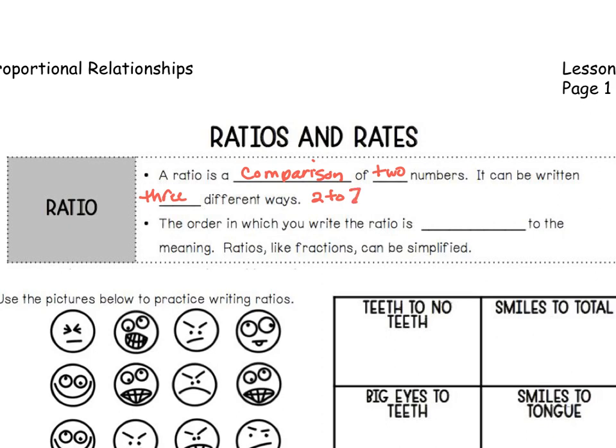So we can actually use the word "to." We could also write it this way using a colon. However, the preferred way to write it would be like a fraction because we can use it like it's a fraction.